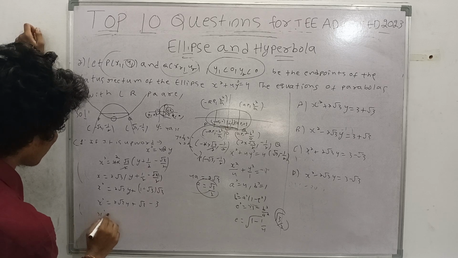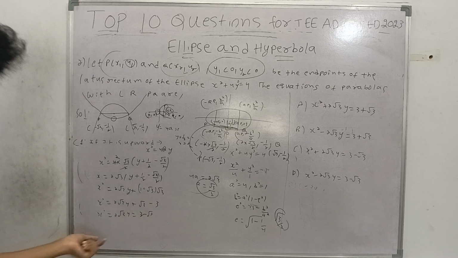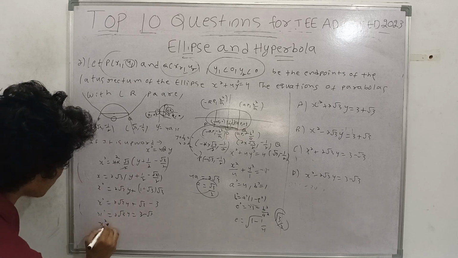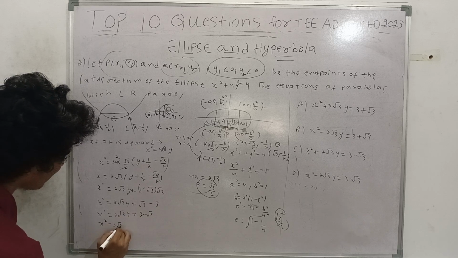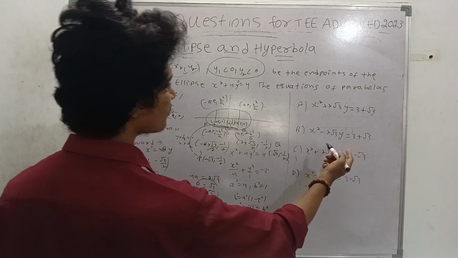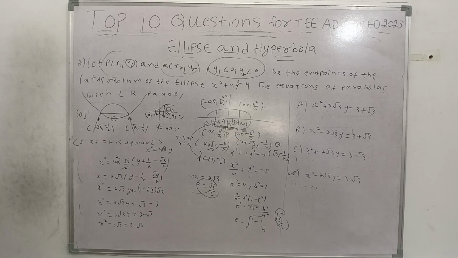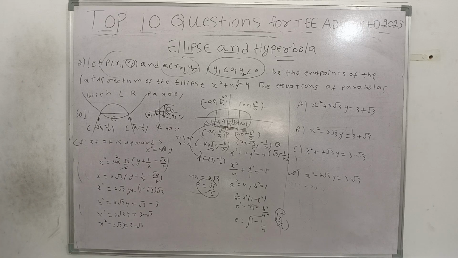Yes, it is correct only. x square equal to 2 root 3 y, 3 minus root 3. Yes, it is correct. We can write this as x square minus 2 root 3 y equal to 3 minus root 3. Where is it present? Here it is. Option D is correct. x square minus 2 root 3 y equal to 3 minus root 3. Option D is correct. Now, this is the first case.